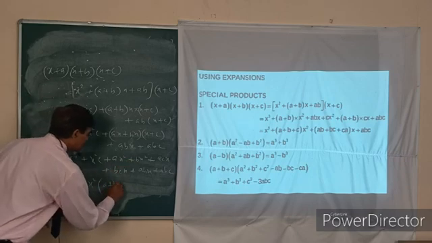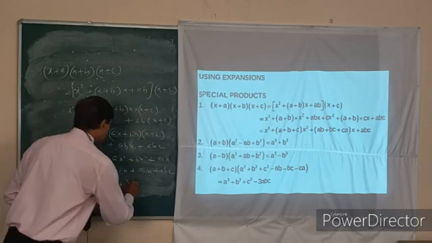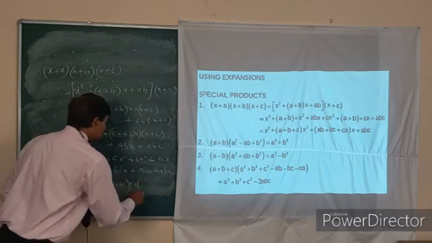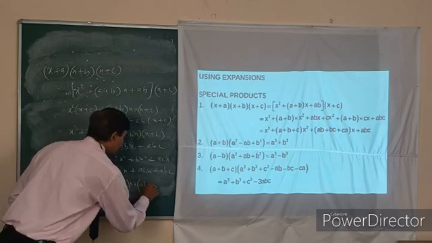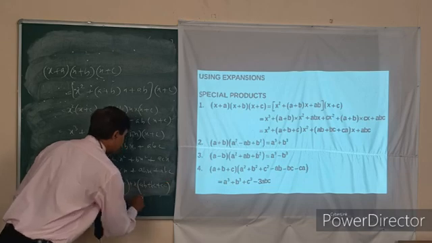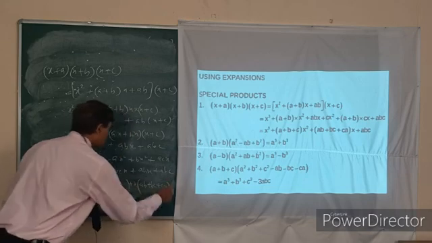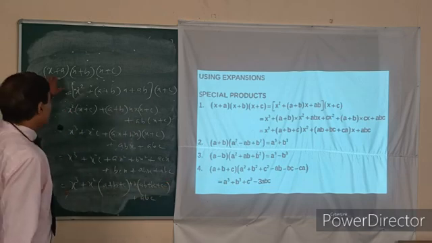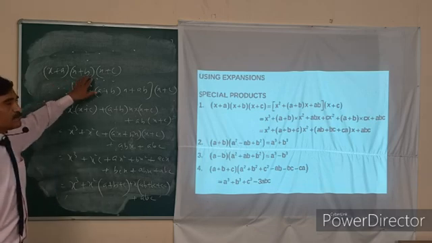So that is A plus B plus C you'll get over here. Now you'll take x common. So when you take x common, you'll get AB plus BC plus CA and then ABC. So this is the expansion of (x plus A)(x plus B)(x plus C).